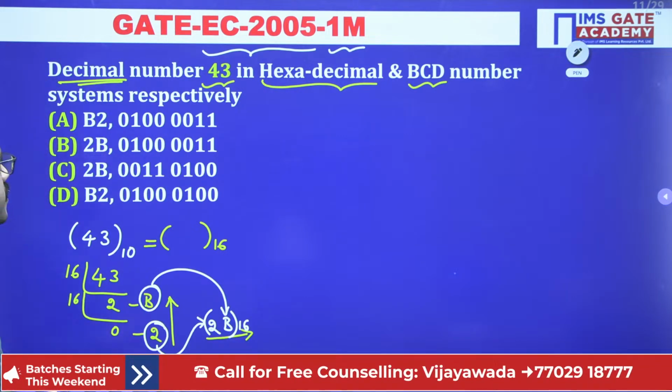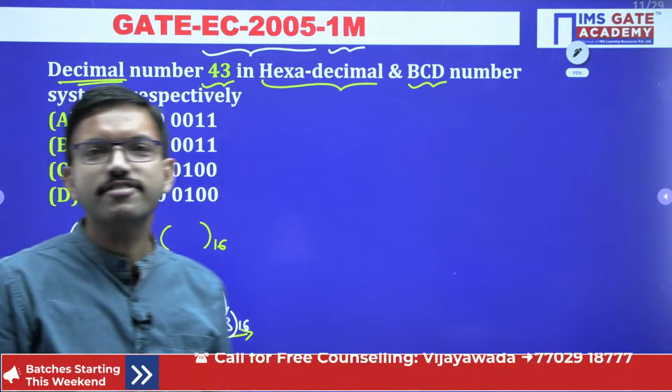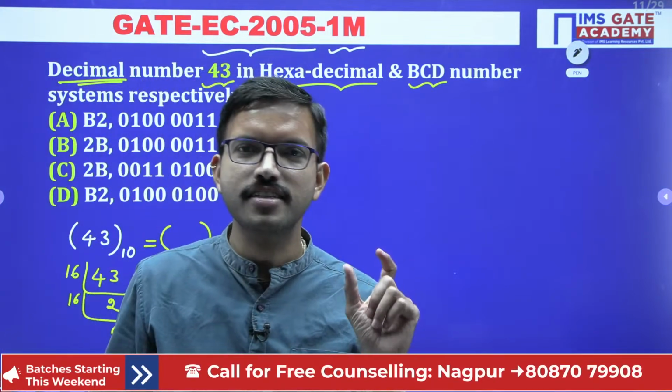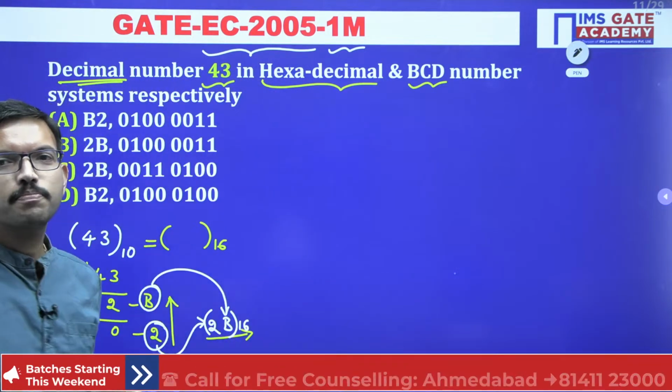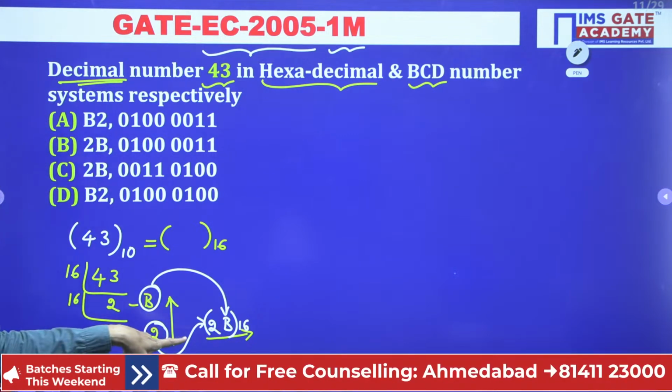We'll check. You can cross check once. Part of the answer is correct. Giritharan, your part of the answer is correct. Up to now we got 2B, right?